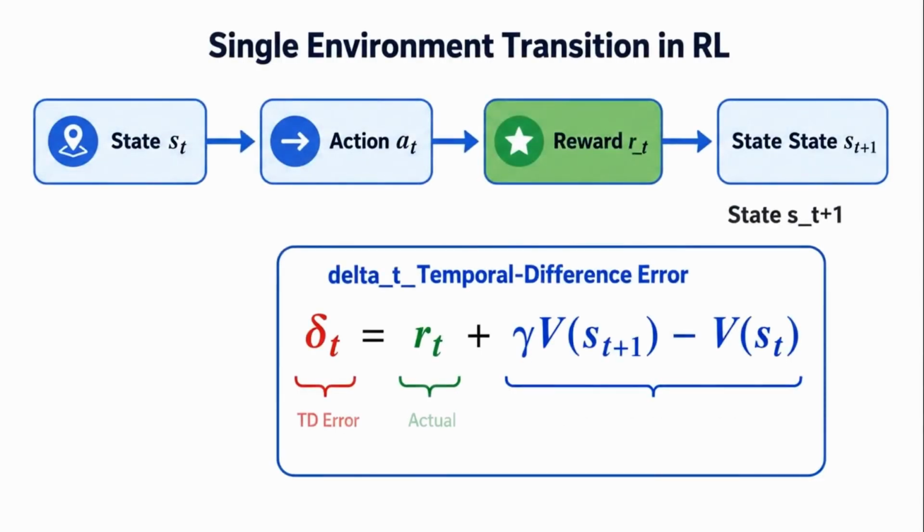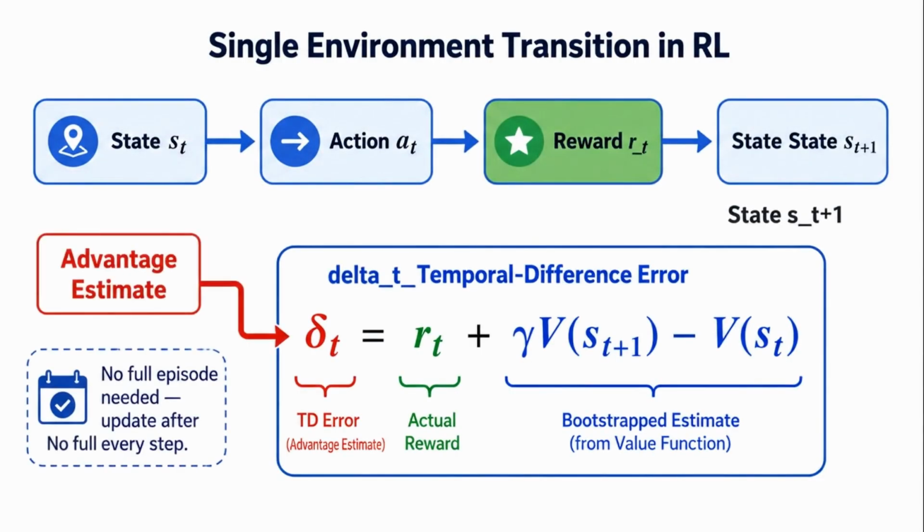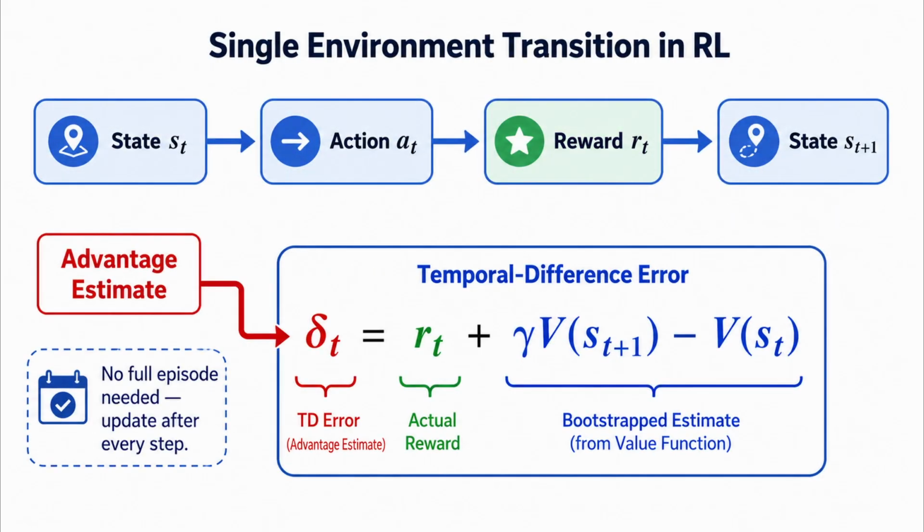Practical advantage estimation, TD error. In practice, we don't compute Q(s, a) minus V(s) directly, because that requires two separate learned functions. Instead, we use the TD error, temporal difference error, as a proxy for the advantage. δ_t = r_t + γ·Vw(s_{t+1}) − Vw(s_t).